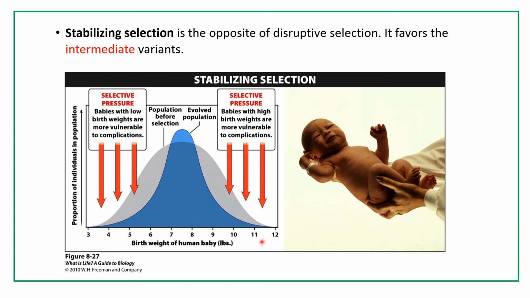Or if a baby is born that big, that's also a complication. Plus, even the mother can die, right? From complications from the labor. So what babies survived? Right here, right in the middle, 7, 8, 9 pounds. And that's why this is the most common birth weight for humans today, right? So that's our stabilizing selection.